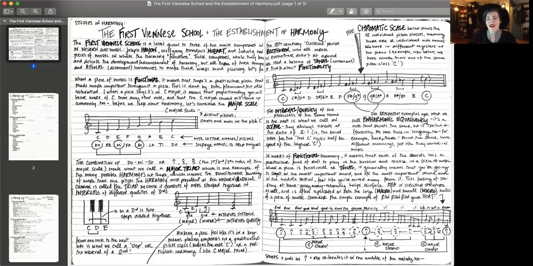The consistency, or the reason why we think something is in a major key, is because the majority of the actual chords that we're listening to are going to be major in quality. That doesn't mean that there are not minor chords. They just appear significantly less frequently. They're sort of like that salt in the chocolate chip cookie that I was talking about.